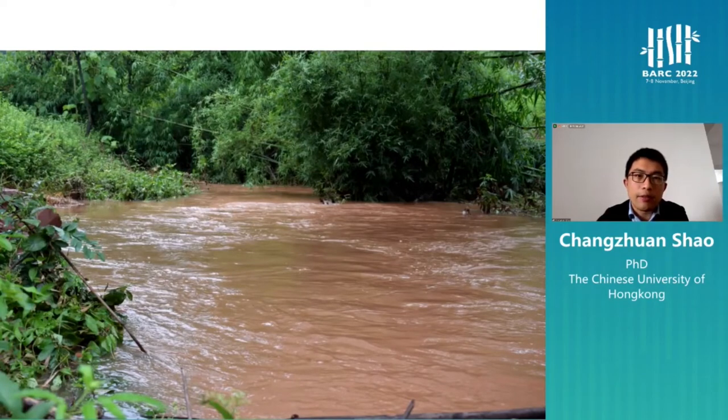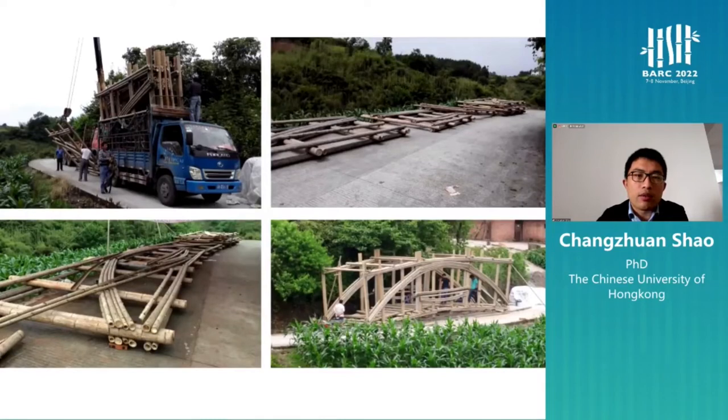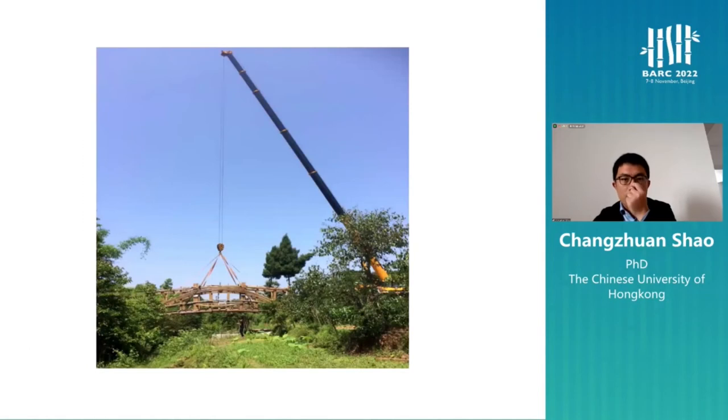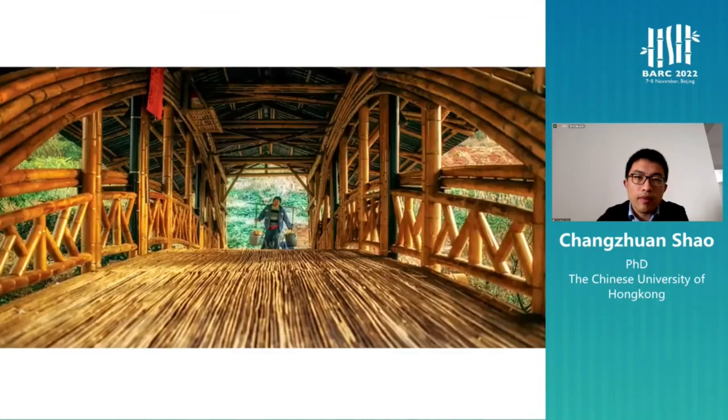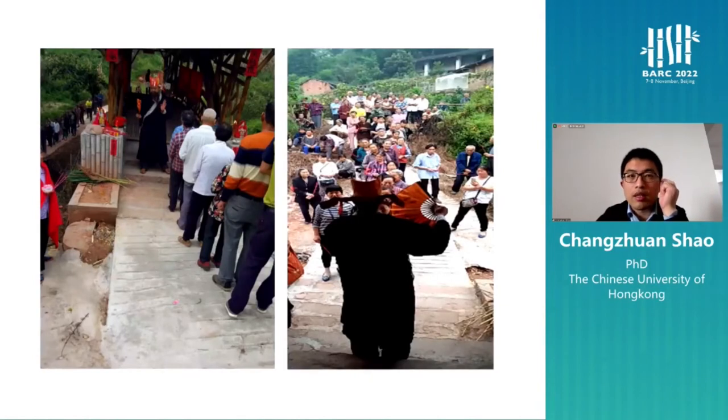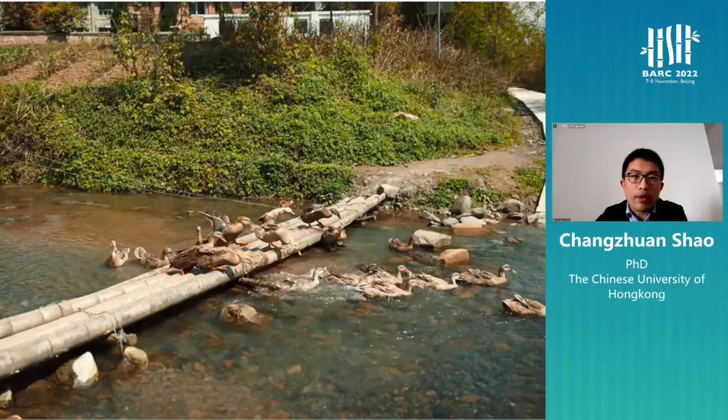This is the first case in Chongqing. A bridge was built. This is our design, like an assembled bridge. It's just a rough idea. The bridge is 13.5 meters. We divided the bridge into six parts, assembled them, and then put them on the river. This is the final look of the bridge. It is very compatible with the surroundings. This is on the bridge.